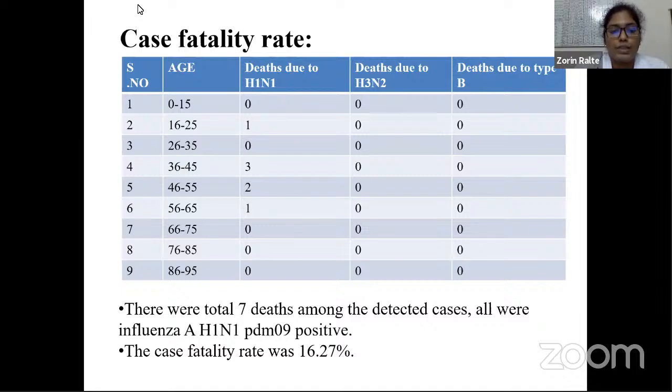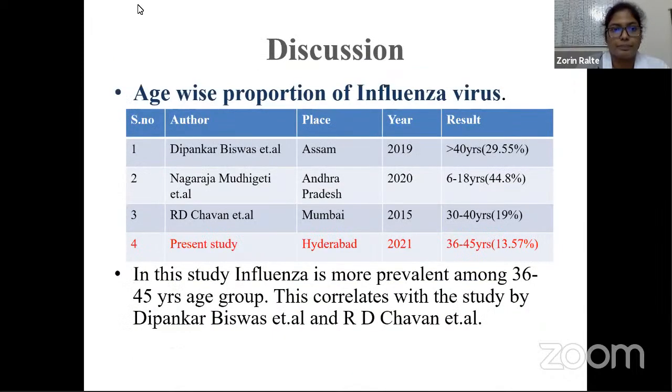All were influenza A H1N1 pandemic 9 positive. And the maximum number of deaths were in the age group 36 to 45, that is 3 deaths. The case fatality rate was 16.27%.